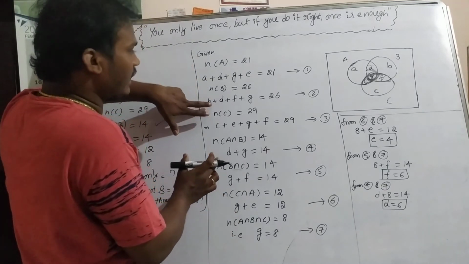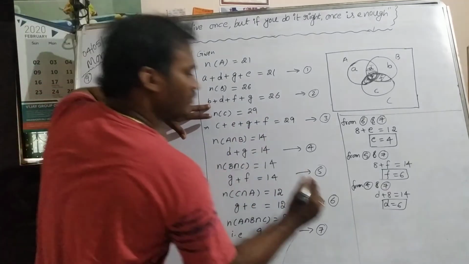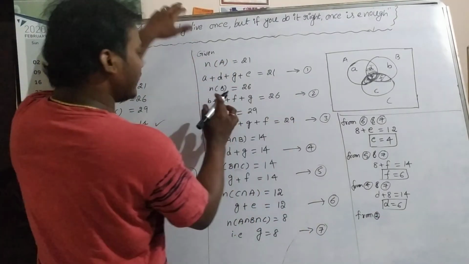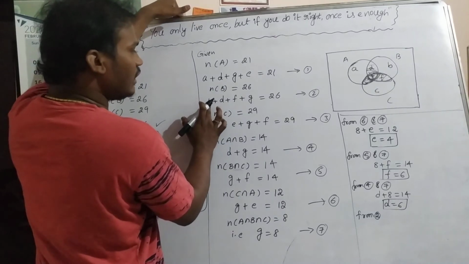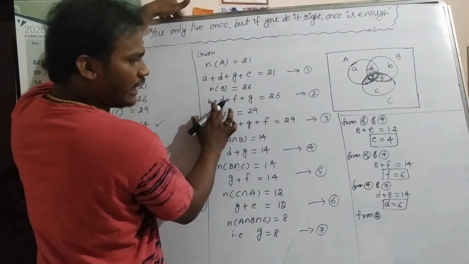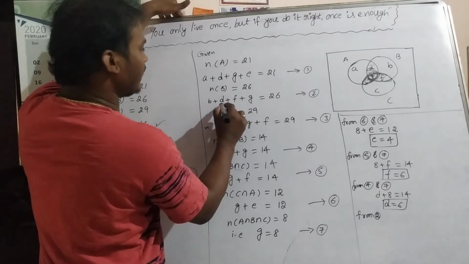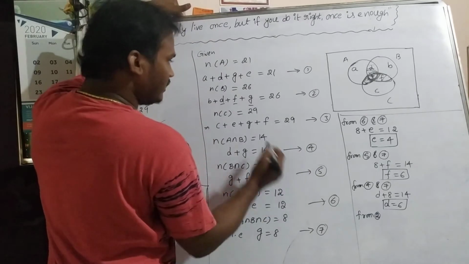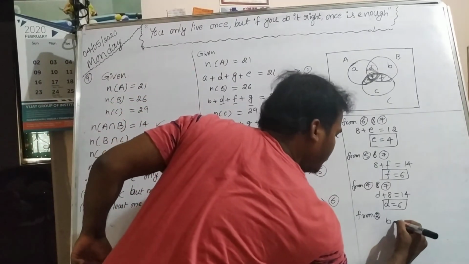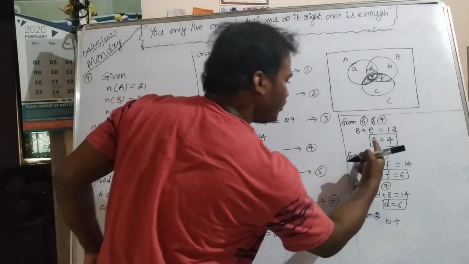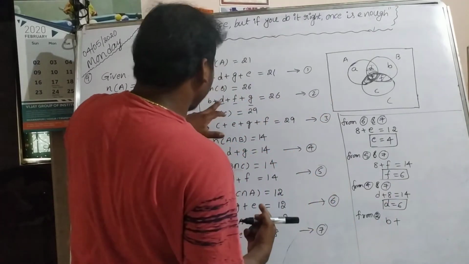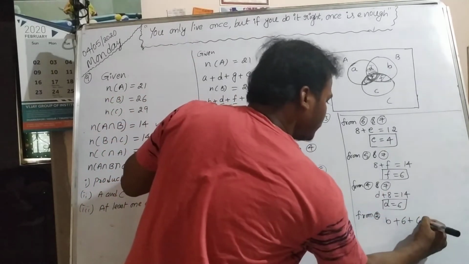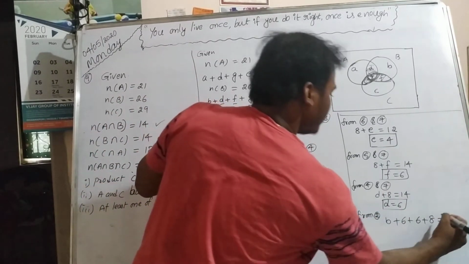From here, I can find the second one from equation 2. From equation 2, I can substitute. I don't have B, but I have D, F, and G, so I can substitute these three. From equation 2, B plus D plus F plus G is equal to 26. D is 6, F is 8, G is 8.